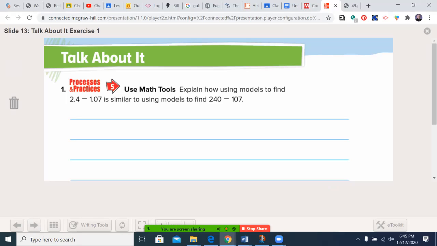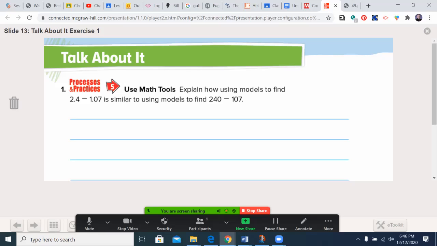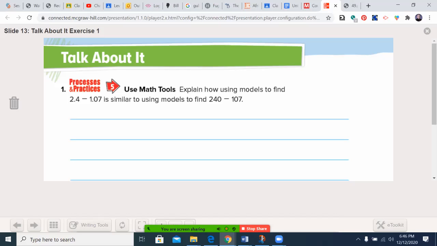Explain how using models to find 2.4 minus 1.07 is similar to using models to find 240 minus 107. And if you were listening yesterday, remember that we had a square was worth 100 when we did whole numbers. The long piece was a 10. The little one was a 1. Well, basically, we divided all of those by 100.